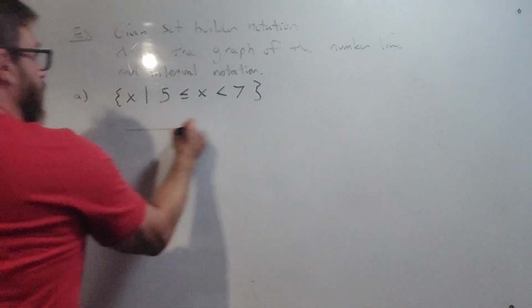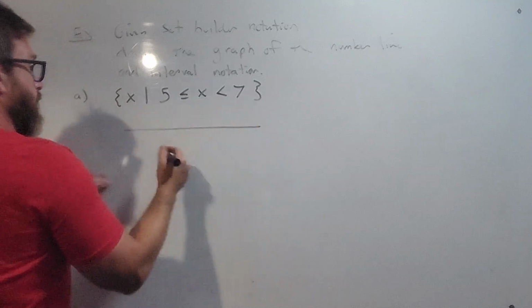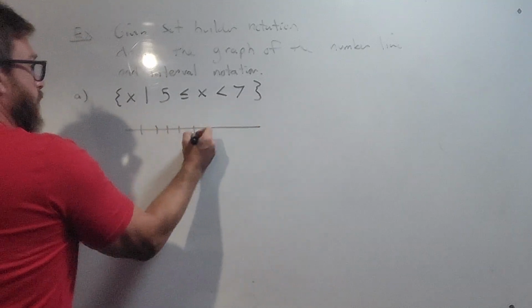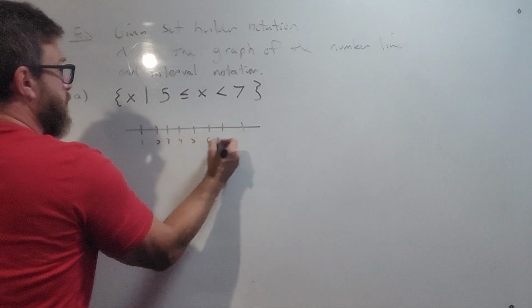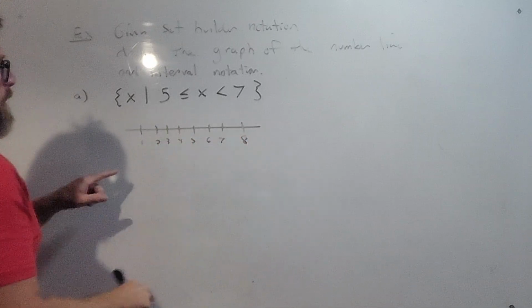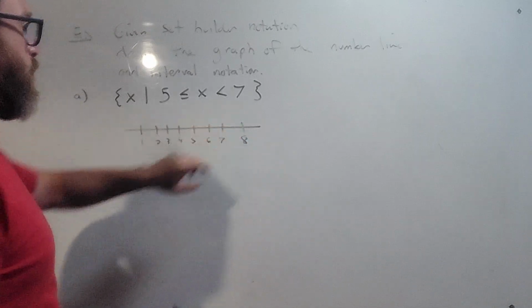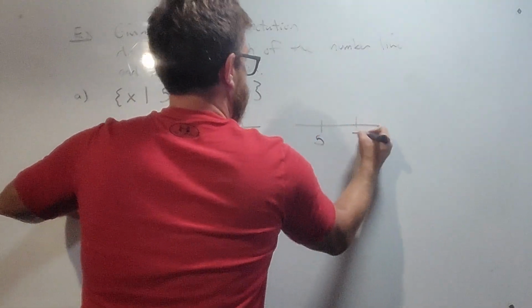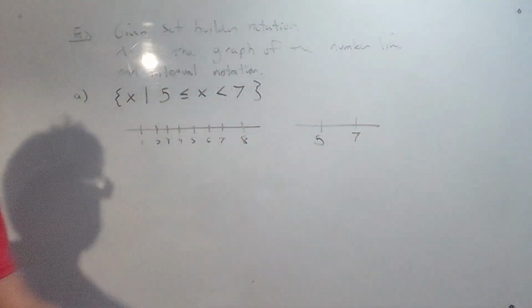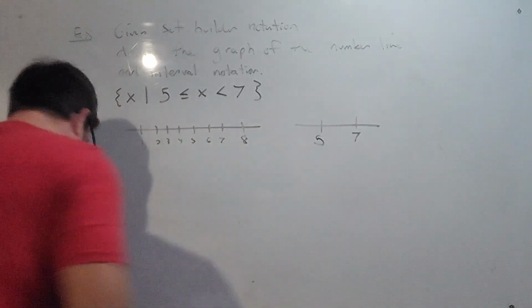So our number line, we know we're going to go from 5 to 7. So 1, 2, 3, 4, 5, 6, 7, 8. Really just trying to get numbers less than this and bigger than this. But really, sometimes you can just go 5 to 7 and then just draw it accordingly. You don't have to be so refined.